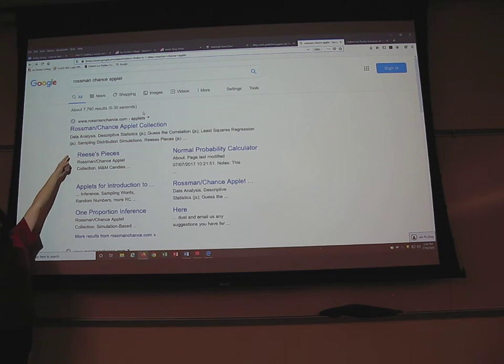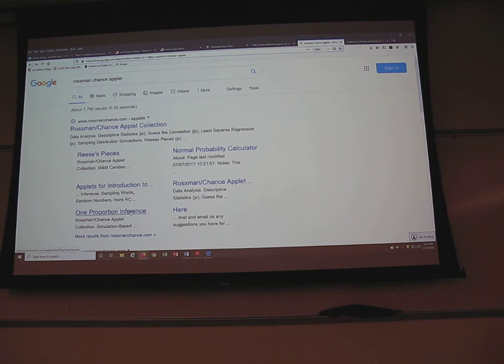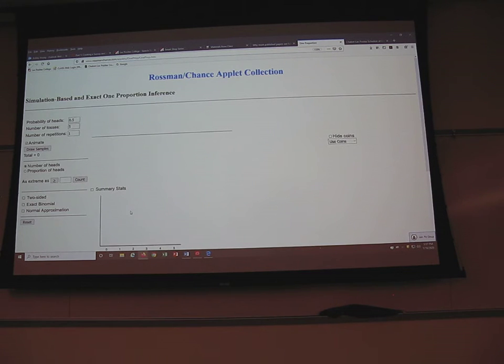Rossmann Chance applet, and then choose the one proportion inference. You can probably do it on your phone too. So try it on your phone. You guys should have, your chair should be on it somewhere. You can't put all of them on, that's too many. Okay. I think I can do it on my phone. Rossmann Chance applet, and then choose the one proportion inference. Oh, you can totally do it on your phone. Absolutely can do it on your phone.